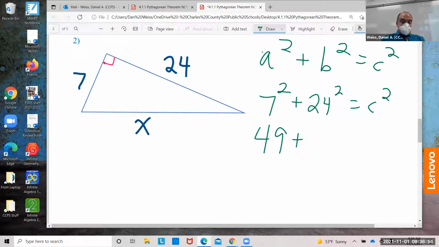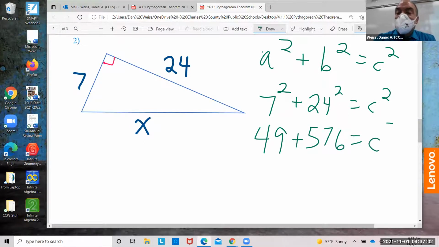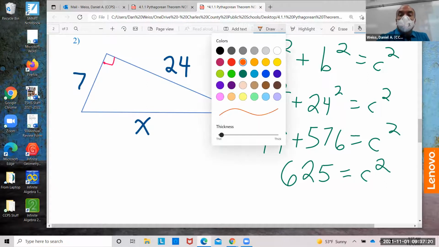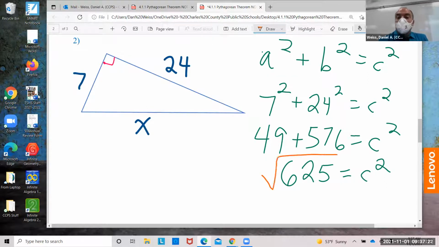24 times 24 equals 576. Equals c squared. What is 49 plus 576? 625 equals c squared. What am I going to do now? I'm going to take the square root.